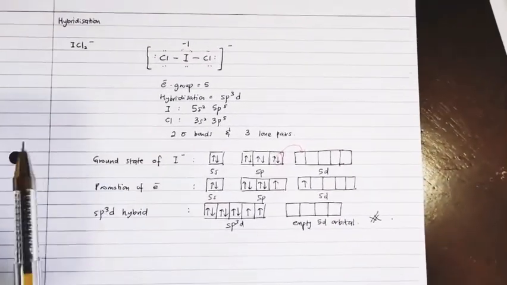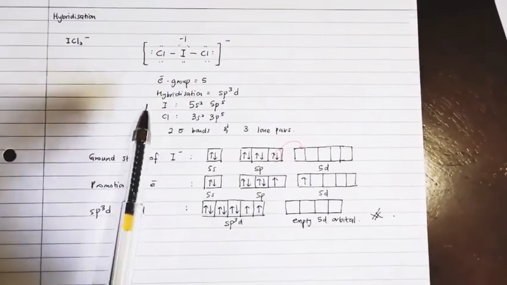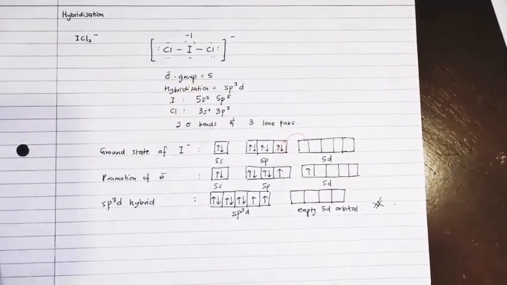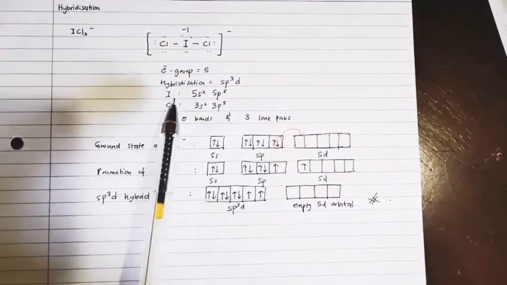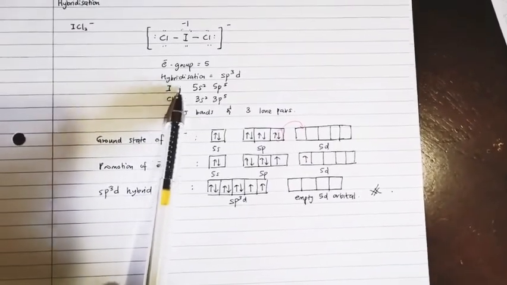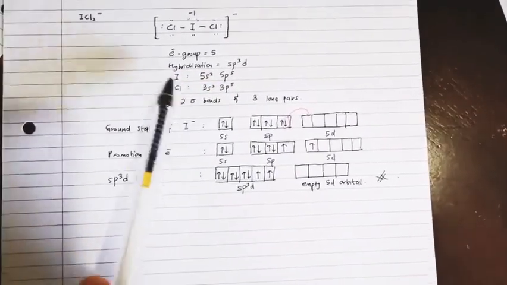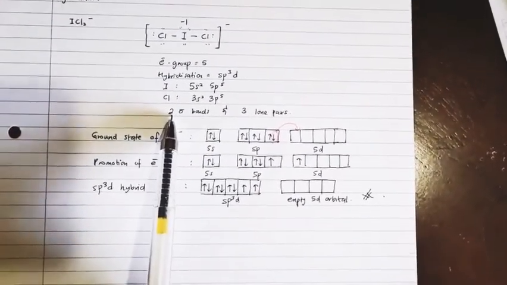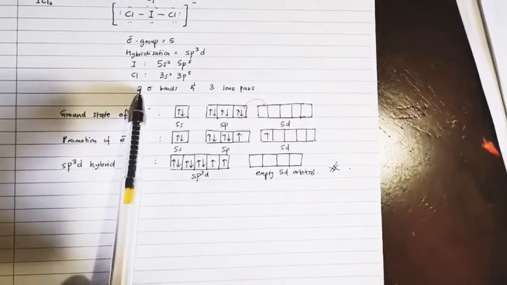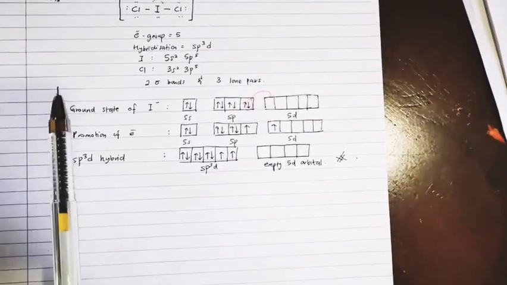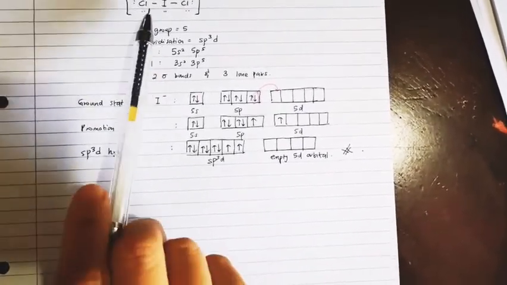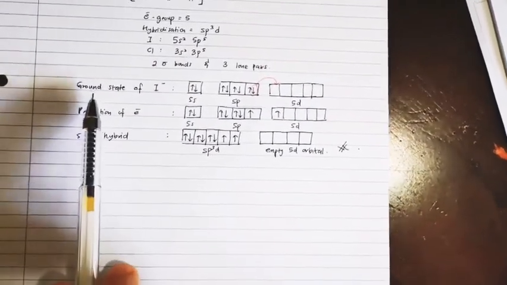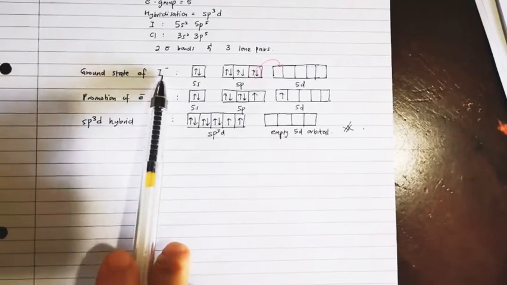Let's recall. Starting with Lewis structure, we determine our electron group. From electron group, we can know our types of hybridization, and we have to know the valence electrons involved, iodine and chlorine. From the structure, determine types of bond and determine whether the structure has lone pairs or not. So from our structure, we have 2 sigma bonds and 3 lone pairs. So that we can start our first step in the hybridization process. Write the ground state of I minus.